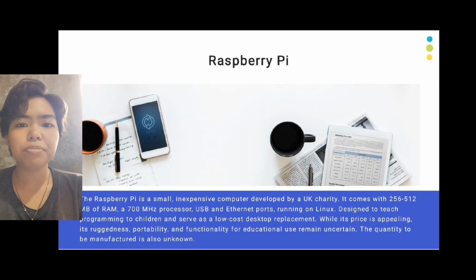Raspberry Pi. The Raspberry Pi is a small and inexpensive computer developed by a UK charity. It comes with 256 to 512 MB of RAM and a 700 MHz processor, USB and Ethernet ports, running on Linux, designed to teach programming to children and serve as a low-cost desktop replacement. While its price is appealing, its ruggedness, portability, and functionality for educational use remain uncertain. The quantity to be manufactured is also unknown.